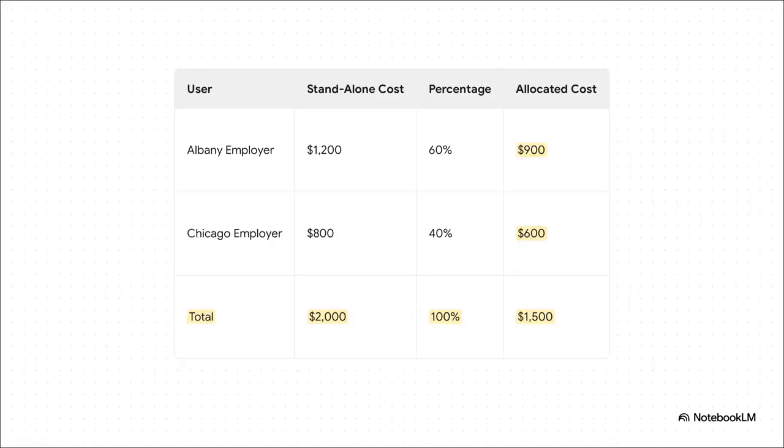Let's crunch the numbers for the standalone method first. Remember, the total individual costs were $2,000. The Albany trip alone was $1,200, which is 60% of that total. So under this method, the Albany employer pays 60% of the actual $1,500 cost, which is $900. The Chicago employer pays the other 40%, or $600. See? It's clean, it's proportional, and a lot of people would argue it's the most fair way to do it.